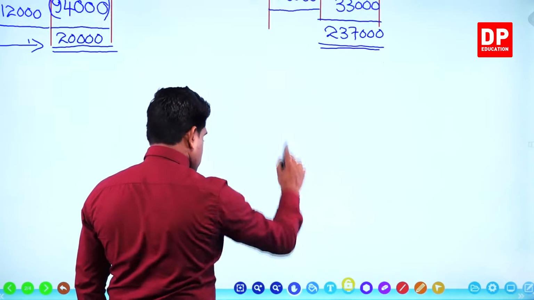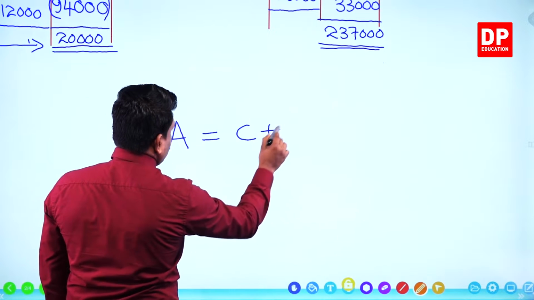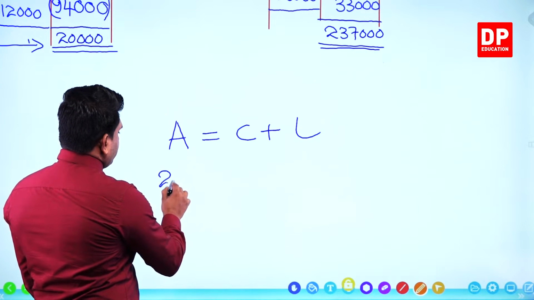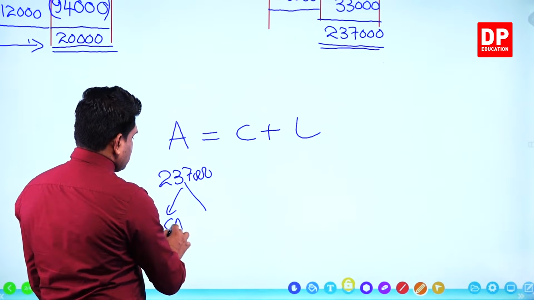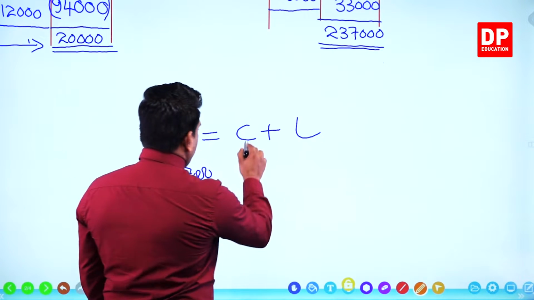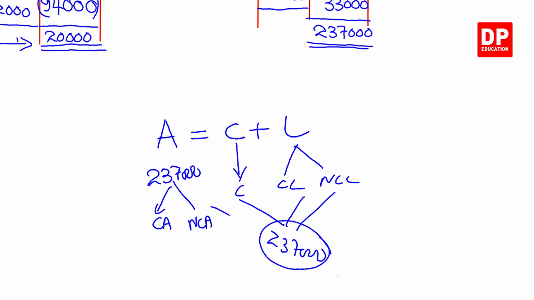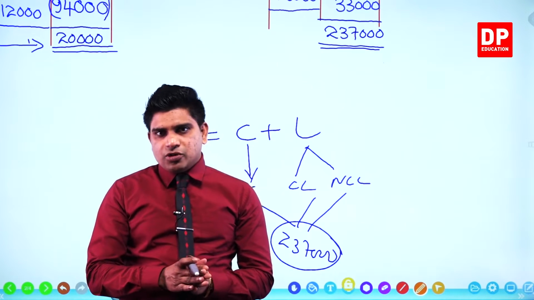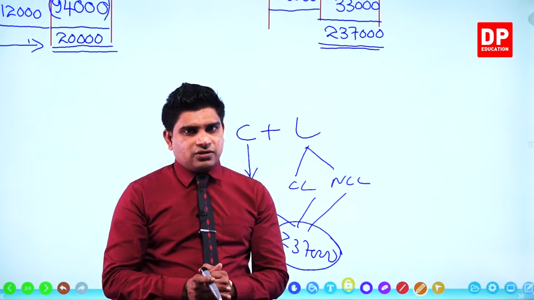According to the accounting equation, total assets value should be equal to the capital plus liability, right? Assets, you know, 237 you got, current assets and non-current assets. Theory is this. Capital is given, then current liabilities and non-current liabilities. This total is also 237,000. This is the basic theory of the statement of financial position. I think you understood well. Now we can move to the next question.